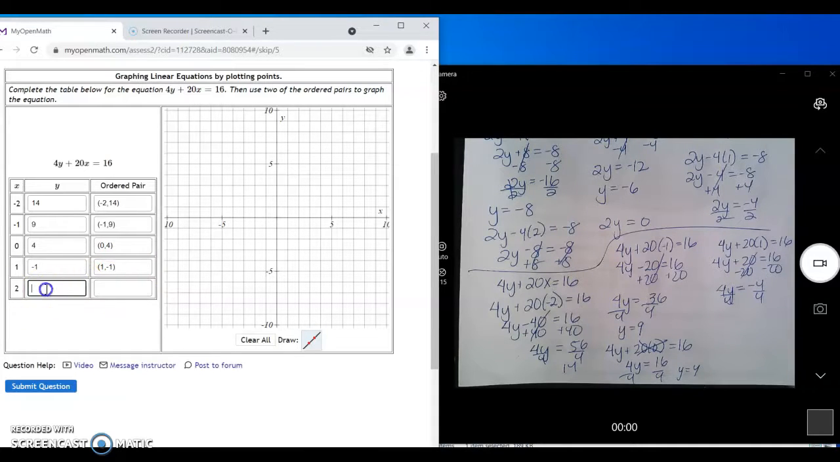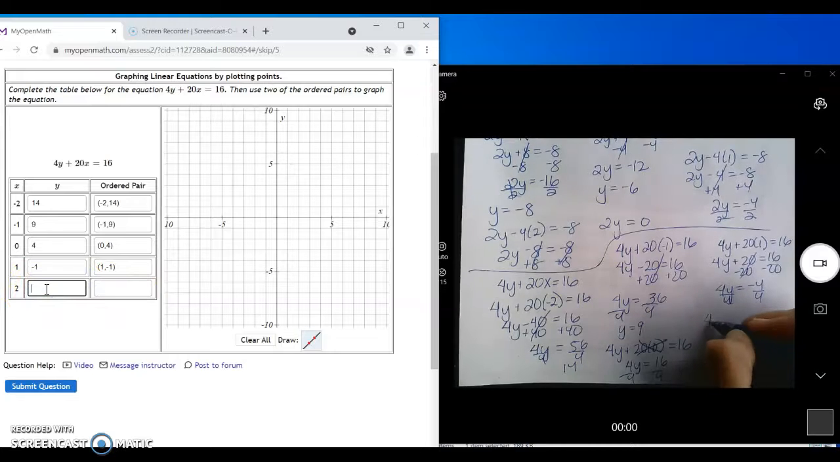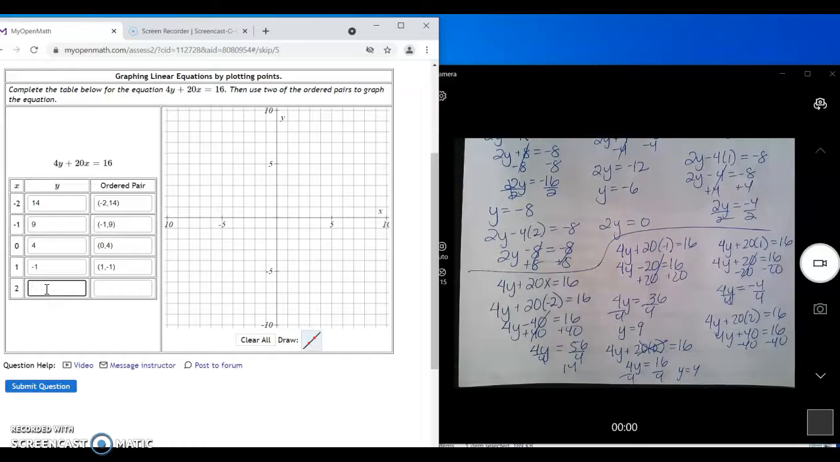And now we're plugging in 2. So we get 4y plus 20 times 2 equals 16. 20 times 2 is 40. Subtract 40 from both sides. 16 minus 40 is negative 24. Then divide by 4, you get negative 6. So the point is (2, negative 6).